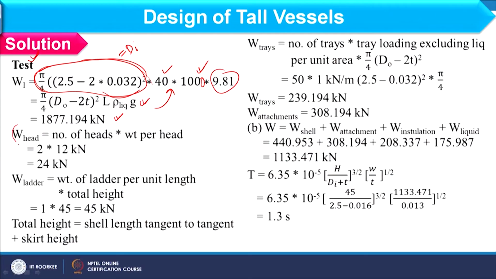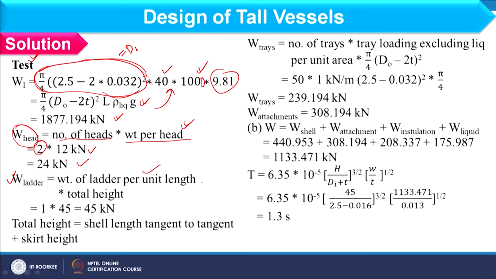So, first of all let us focus on weight of head. Weight of head will be number of heads into weight per head. So, that I know already. Weight per head is 12 kilonewton and total heads are basically 2. So, 24 kilonewton is the weight of head, and further we can find out weight of ladder.